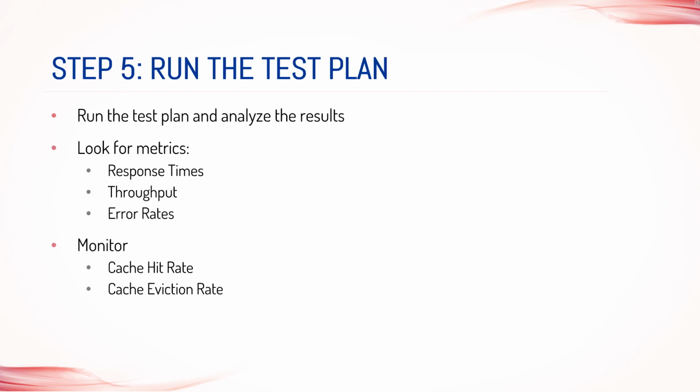Step 5. Run the test plan and analyze the results. Look for metrics such as response times, throughput, and error rates to determine if the caching mechanism is working effectively. You should also monitor the cache hit rate and cache eviction rate to ensure that the caching is not negatively impacting the performance of the application.